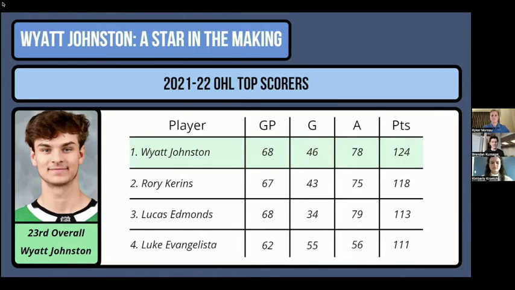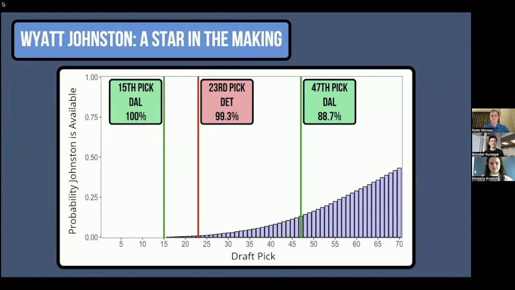Let's assume that Dallas really believed that Johnson was a star in the making prior to the draft. The goal of our project is to estimate the probability that a certain player will be available at a certain pick, given the set of players already selected. For example, this plot shows the probability that Wyatt Johnson will be available at any future pick, given the players selected from 1 to 14 are off the board. When Dallas was up with the 15th overall pick, there was a 100% chance that Johnson would be available to them. But by their next pick at 47, this chance drops down to just 88.7%.